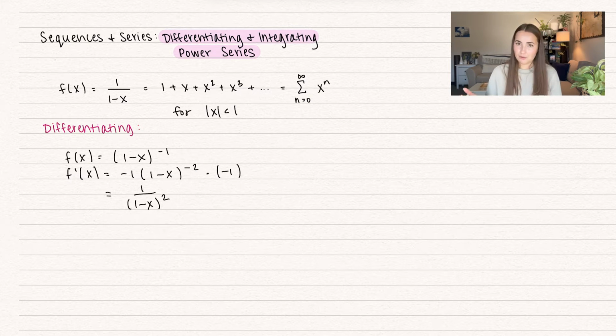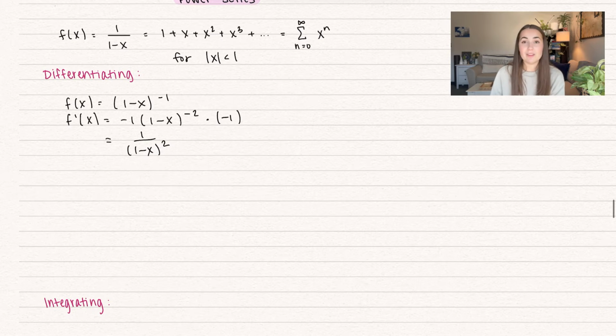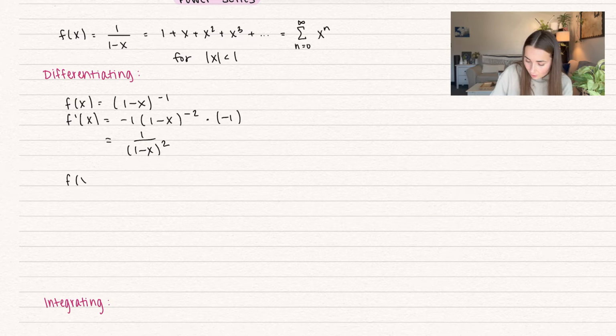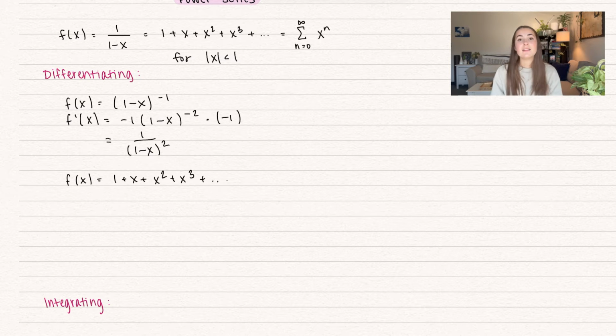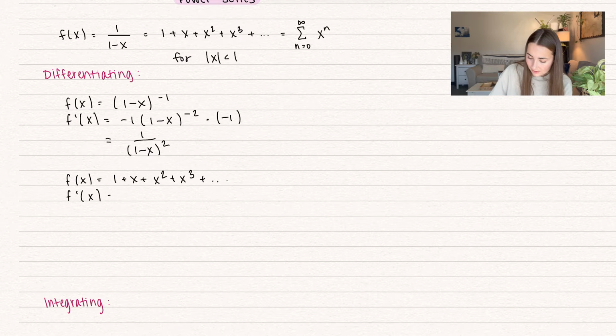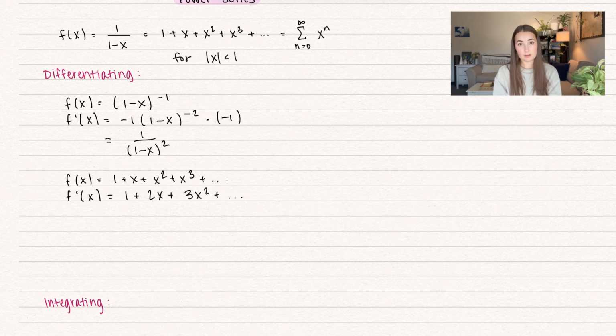So we know how to differentiate functions. That's not as exciting. What we want to do now is represent this with a power series. So one way you could do that is you could just differentiate the power series. So f of x is also equal to 1 plus x plus x squared plus x cubed plus all the way down, right? That's how I can write out the power series. So I can take the derivative of that. That's going to be 1 plus 2x plus 3x squared plus so on and so forth.